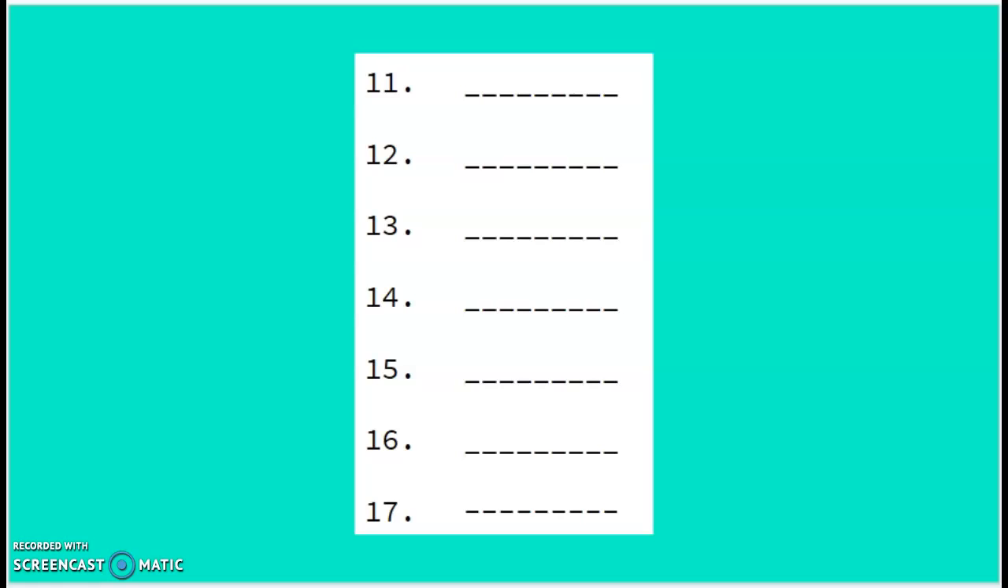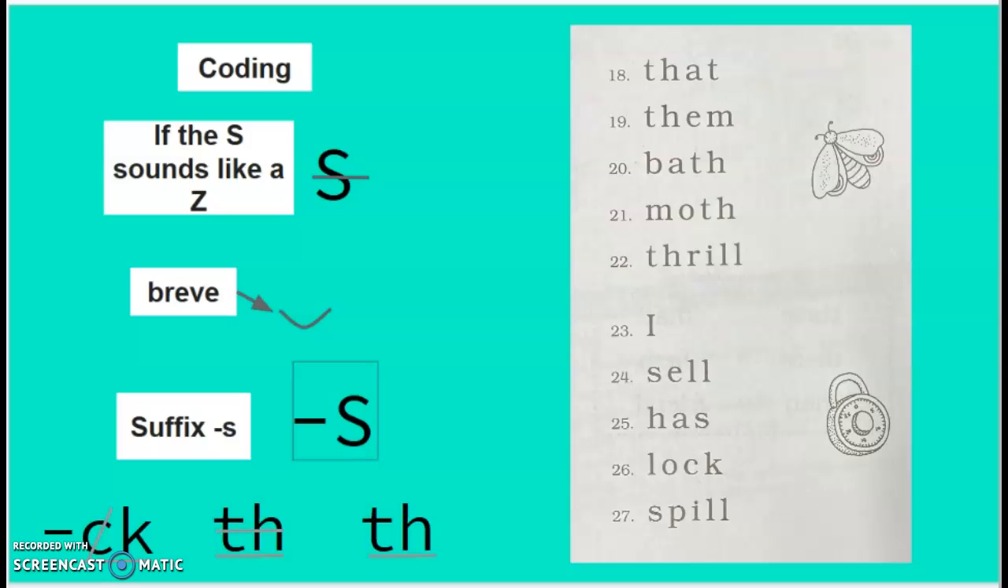Go ahead and look at 18 through 22. Find the word that says the picture of the moth. Moth. M-A-Th. Right here. Moth. Numbers 23 through 27. Find the word that says lock. Right here. Number 26. L-A-K.